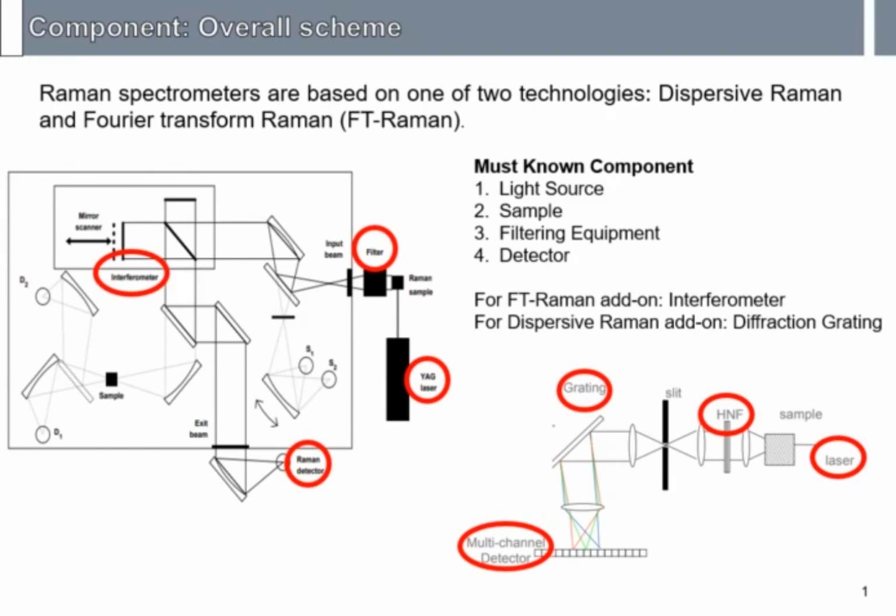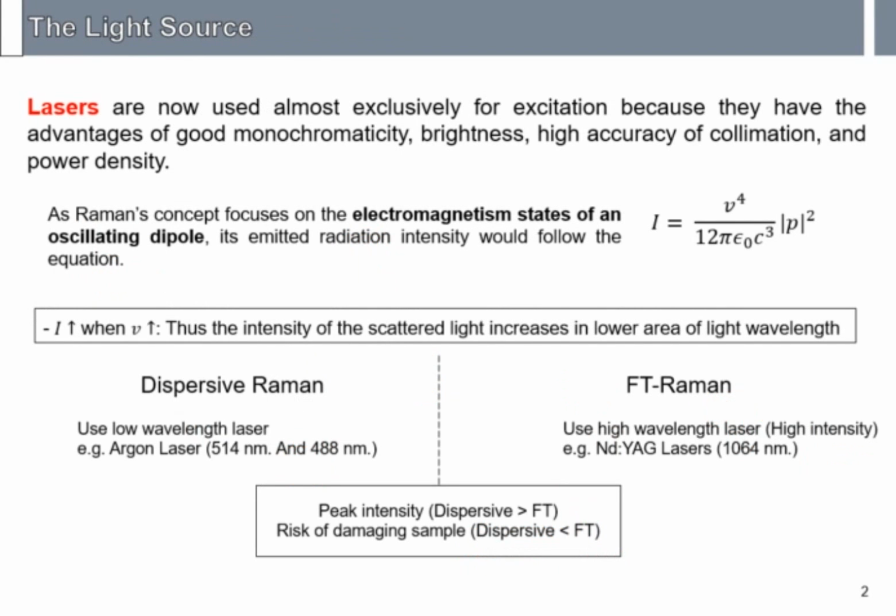and the dispersive Raman has the diffraction grating. So for the light source, we are focusing more on lasers, which are now used because of their very high power density and very good monochromaticity. For the Raman concept that we have looked at, we know that Raman scattering is mostly based on changes in the polarizability of molecules and the electromagnetic state of oscillating dipoles. So we can find the relationship between the intensity of the emitted light and the frequency of the incident laser from the equation above.